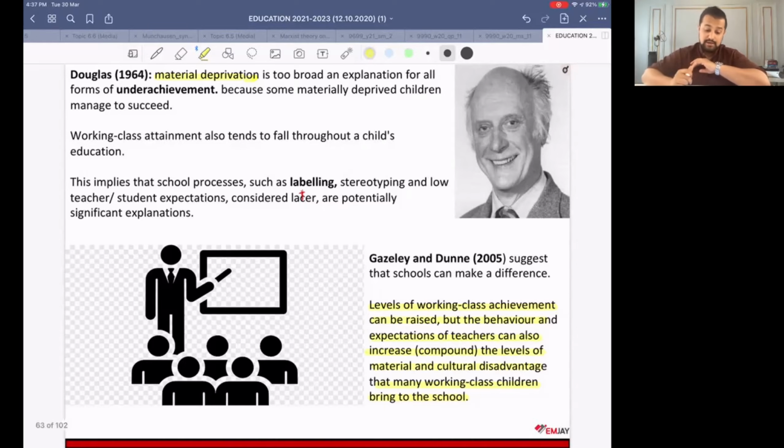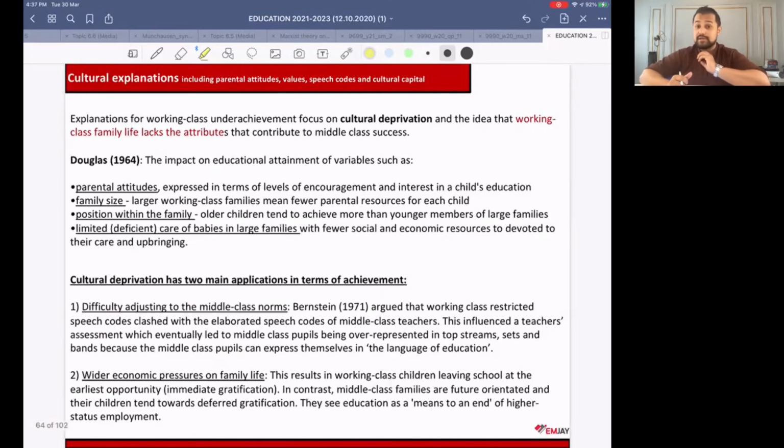Now, taking it ahead, to remind you all, we're discussing all of this under the heading of the relationship between social class and educational attainment, right? Moving on, if we talk about cultural explanations, now, as we refer to cultural explanations, I'd like to bring in parental attitudes, values, speech codes, and cultural capital, right? Now, parental attitude. How or to what extent do you think parental attitude does have its contribution?